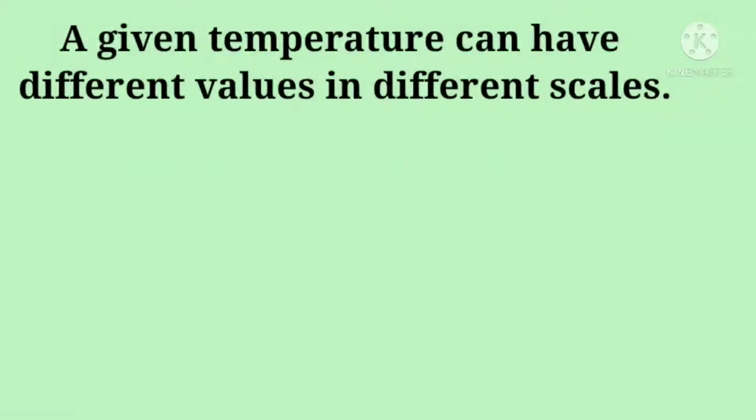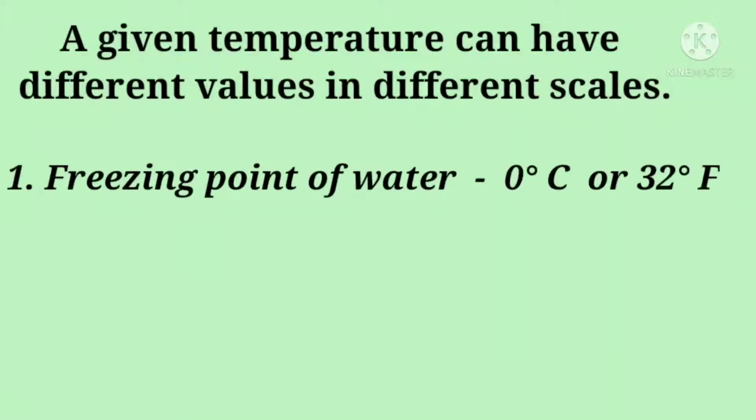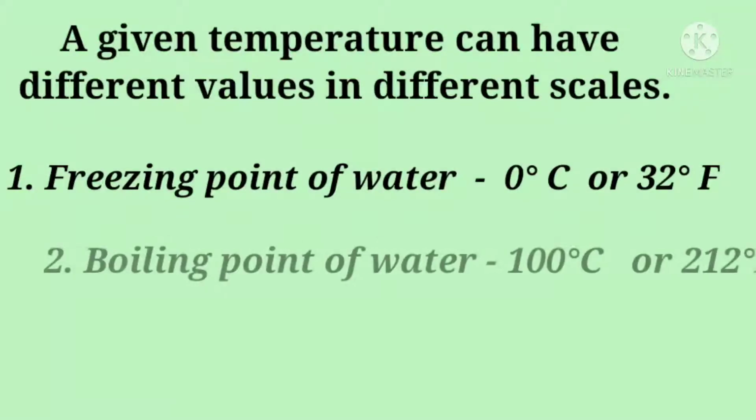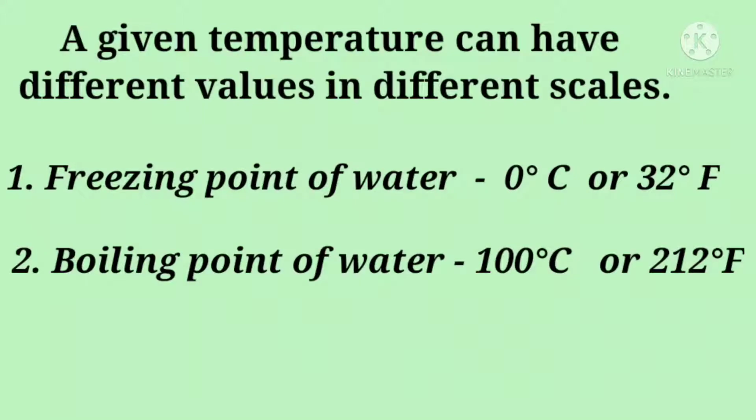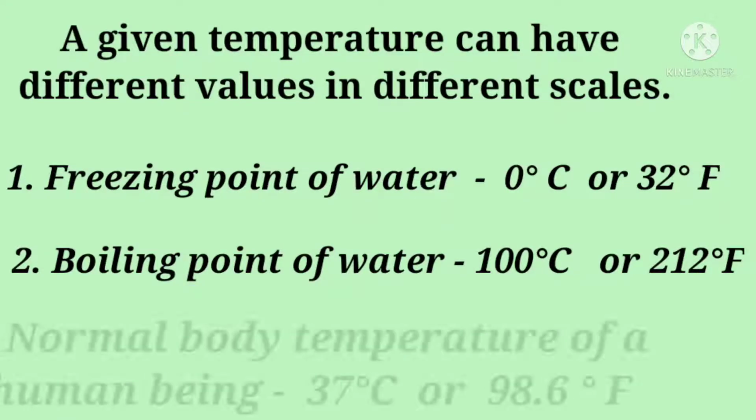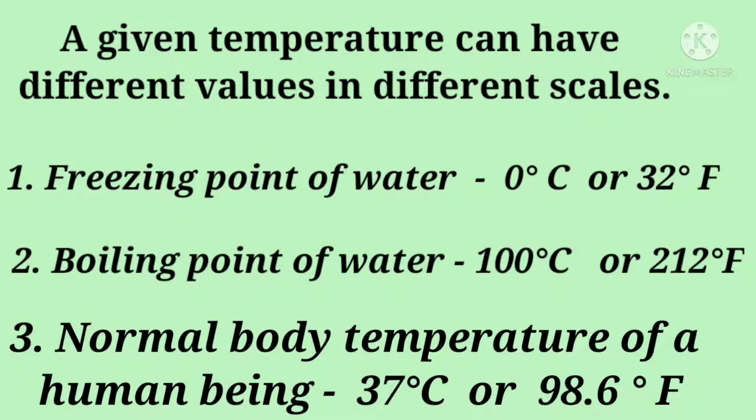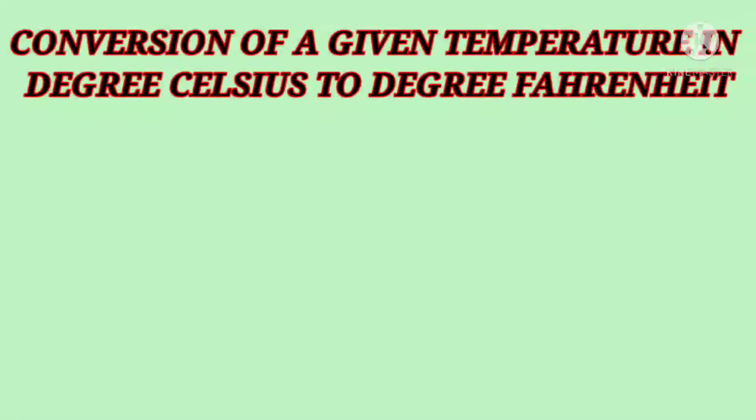For example, the freezing point of water is 0 degrees Celsius or 32 degrees Fahrenheit. The boiling point of water is 100 degrees Celsius or 212 degrees Fahrenheit, and the normal body temperature of a human being is 37 degrees Celsius or 98.6 degrees Fahrenheit. Next topic is conversion.